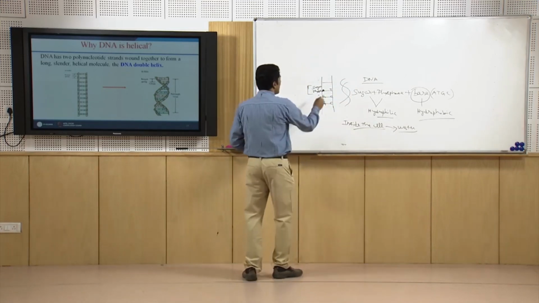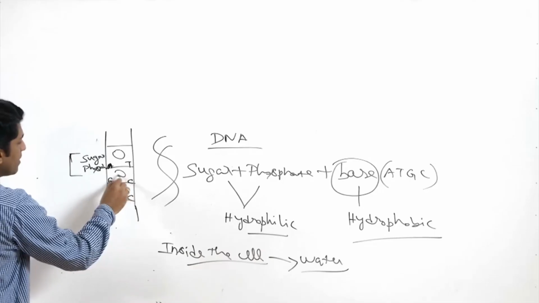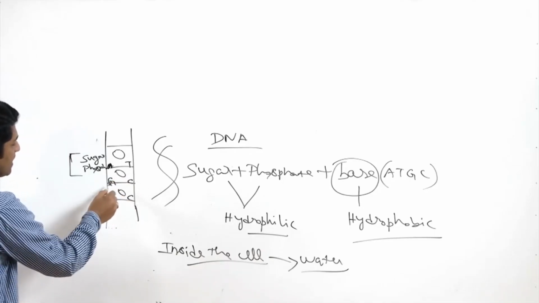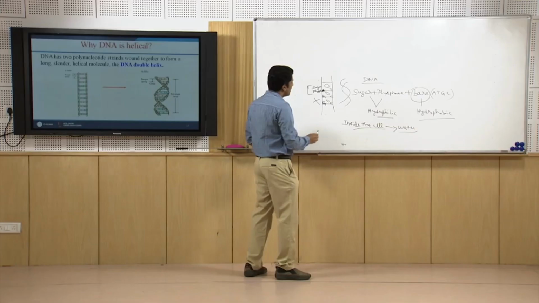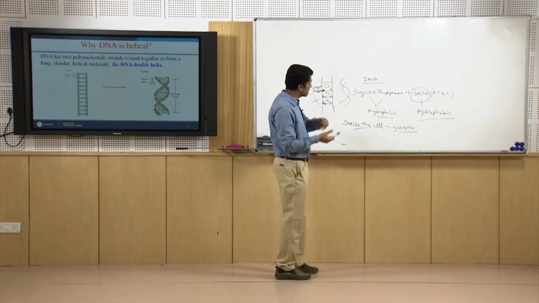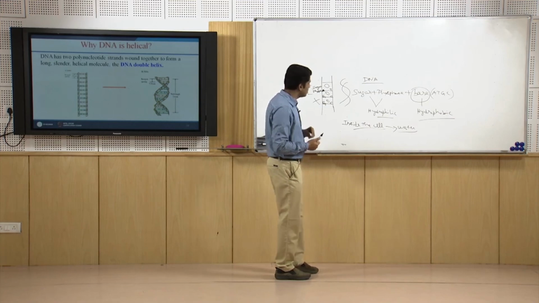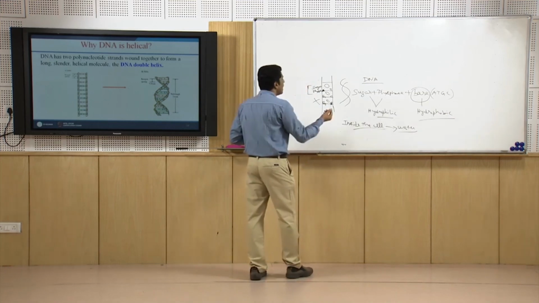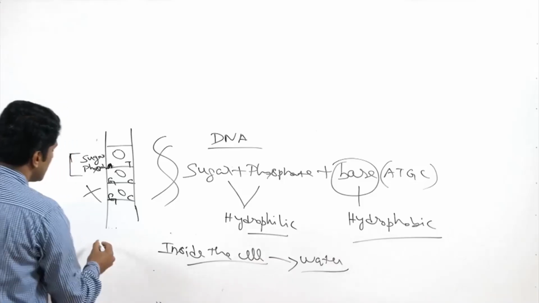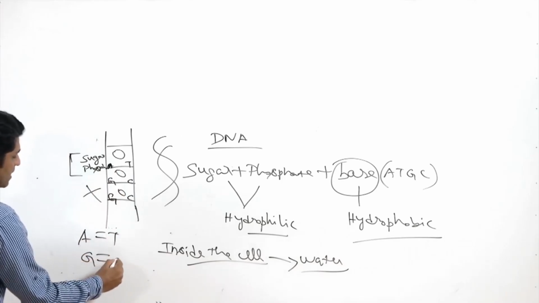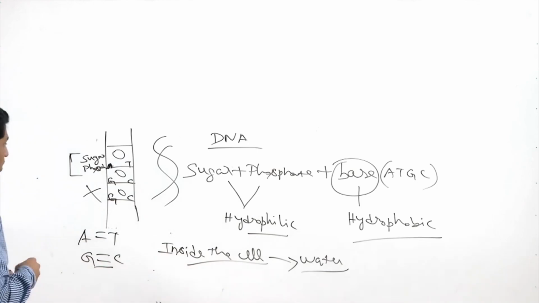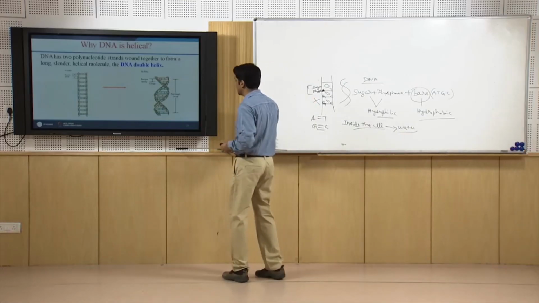Because if we have this kind of space gap, again the water molecule can enter inside and disturb this structure. So, that is why it has to attain this kind of helical structure to avoid the entry of water molecules. And another reason is the bonding angle between A and T and G and C also plays a major role in giving this helical structure.